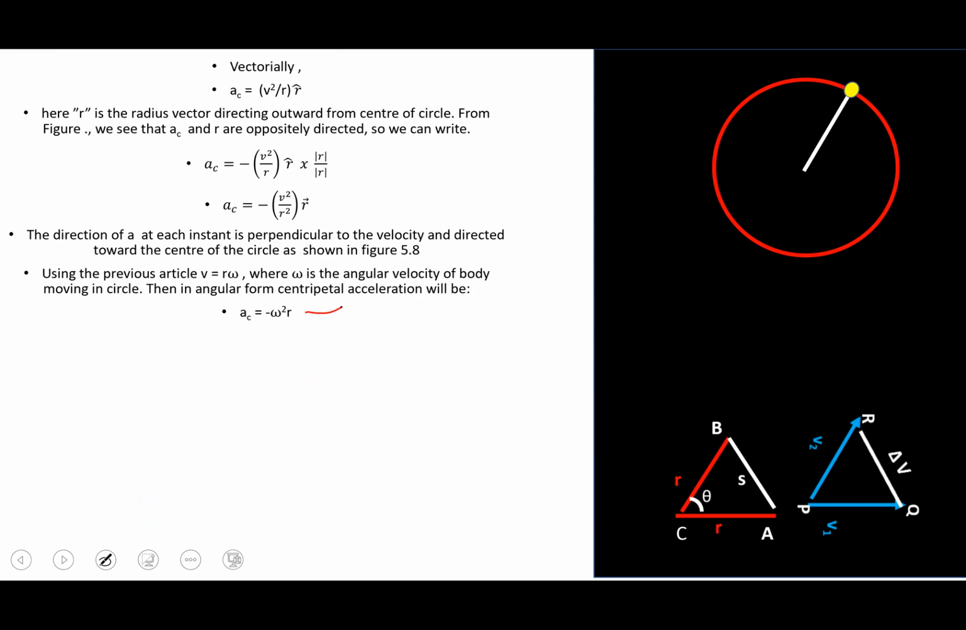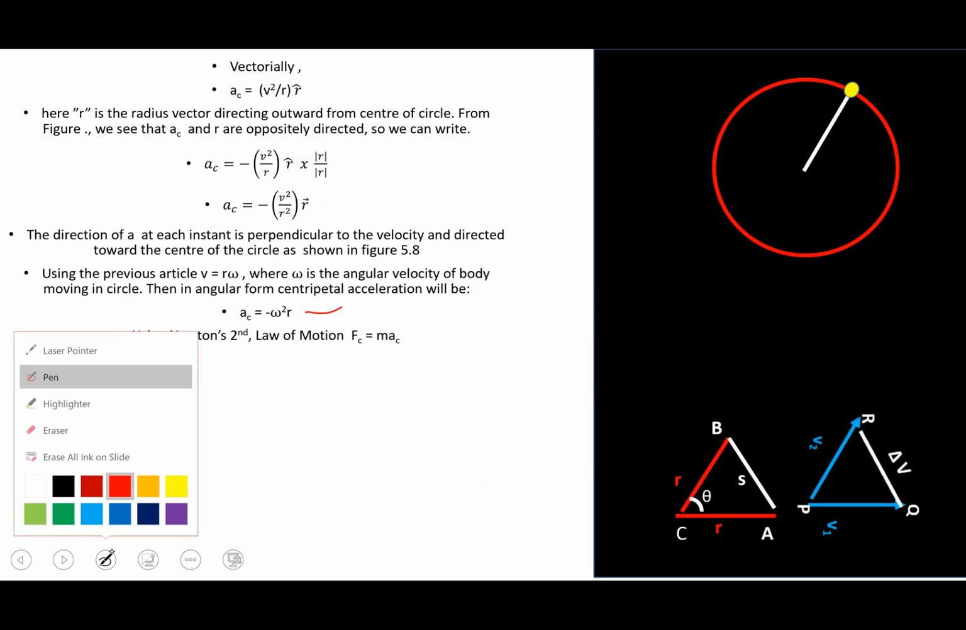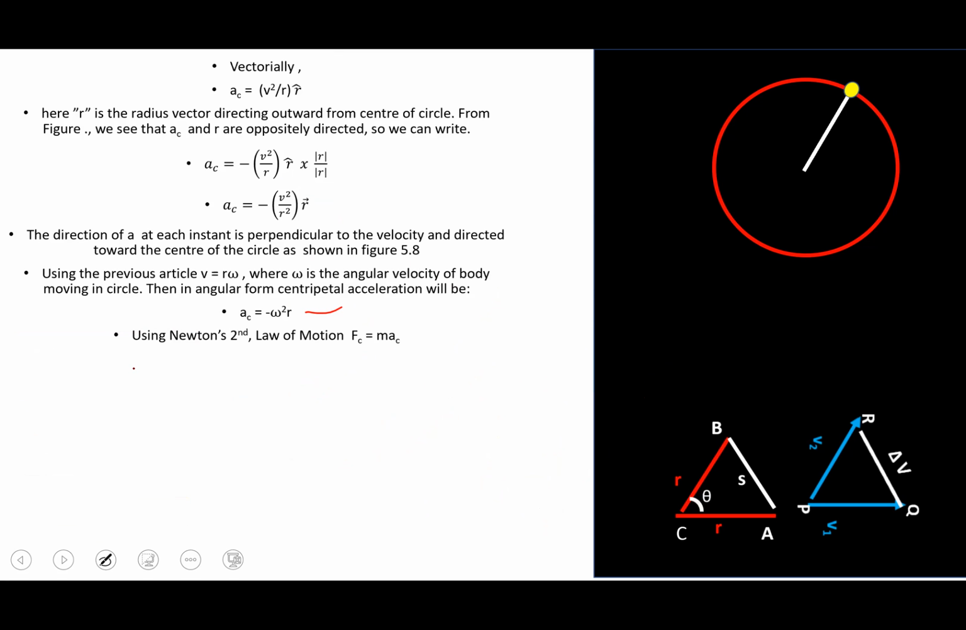So we have the value a_c is equal to minus omega square into r. Using the second Newton's law, which said that F_c, that means centripetal force, is equal to ma. Or we can simply say, when a force is applied on a body, the body moves in the direction of the force with some acceleration, which is in the direction of that force.